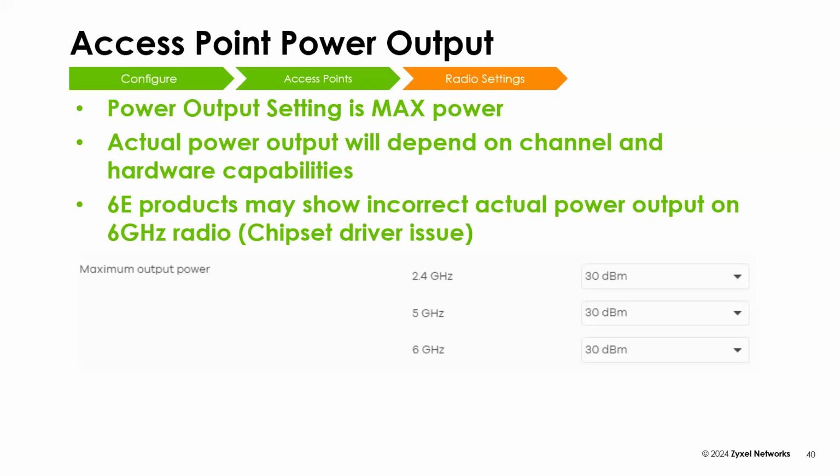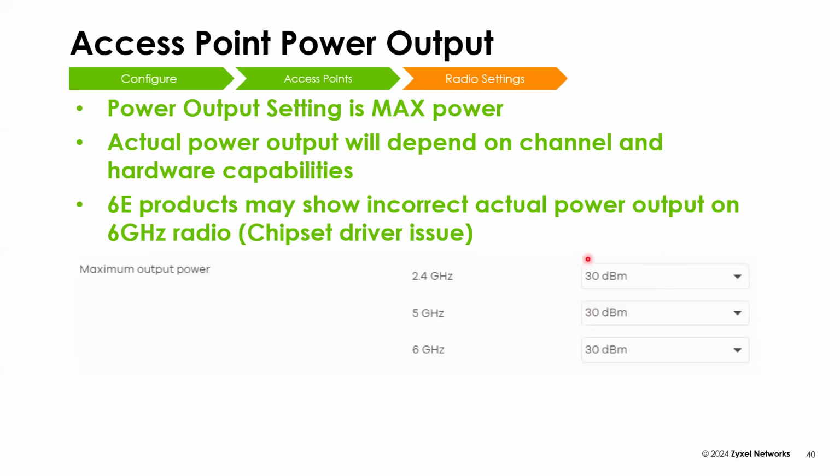Another area where we've gotten a lot of questions is the power output screen in the Nebula interface. So when you go into Nebula and it lets you set the output power, this is the maximum output power. It is not the power it will necessarily be broadcasting at, just what the peak power is. So the actual power output of your access points is going to depend on the hardware. So, you know, if you've set it to 30, but the hardware only supports, say, 23 dBm, it's only going to be able to broadcast at 23 dBm.